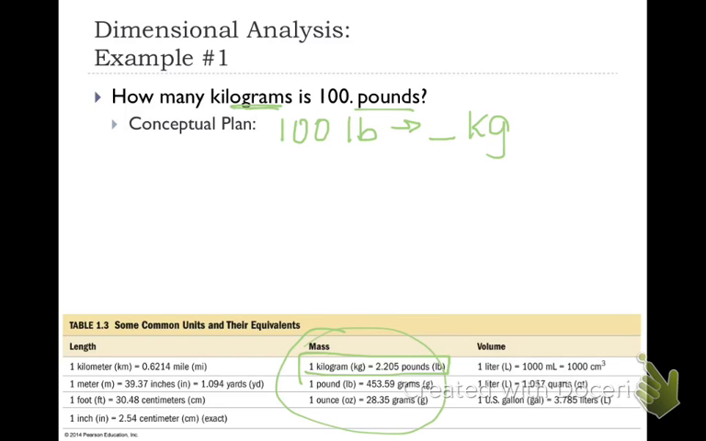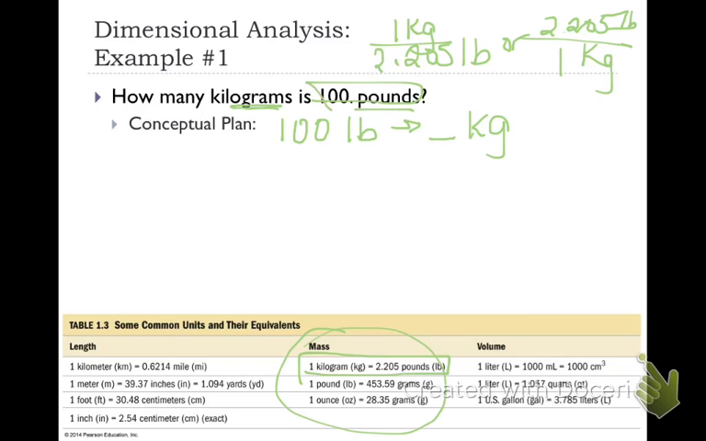So we know that the conversion factor will be 1 kilogram over 2.205 pounds, or it's 2.205 pounds over 1 kilogram. So let's go ahead and start out. We have 100 pounds, so we're going to start out with that number. Always start with what you're given.